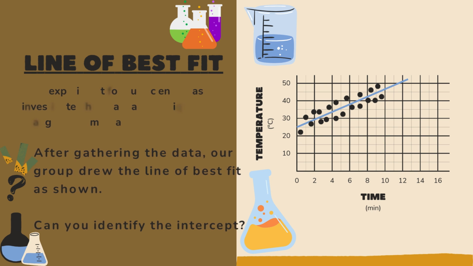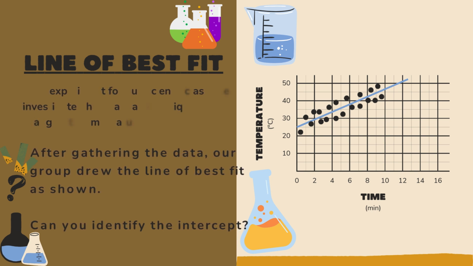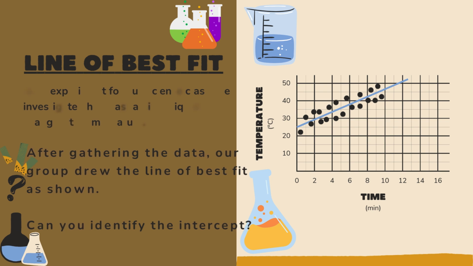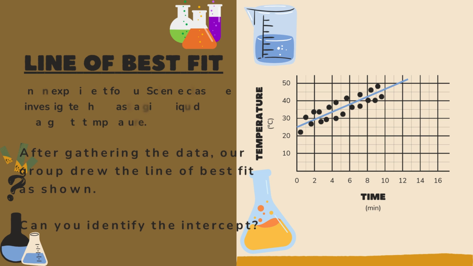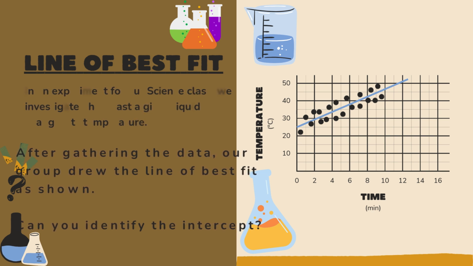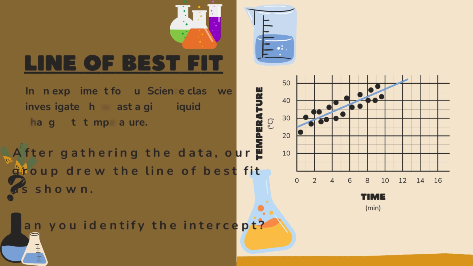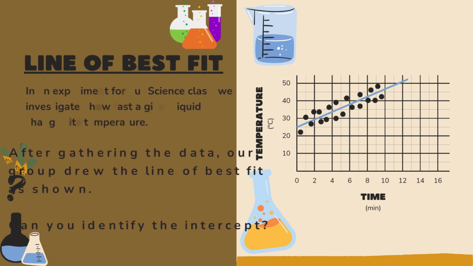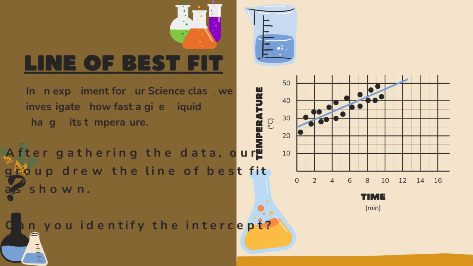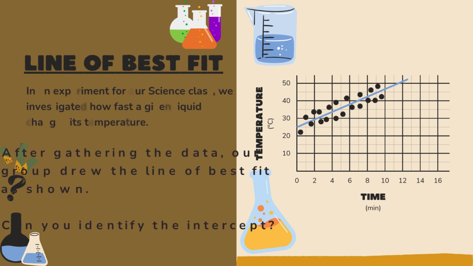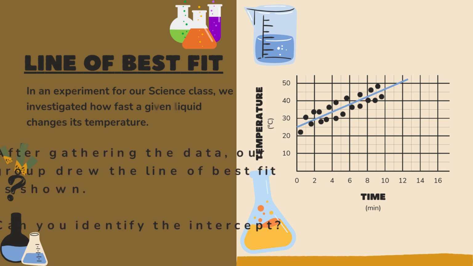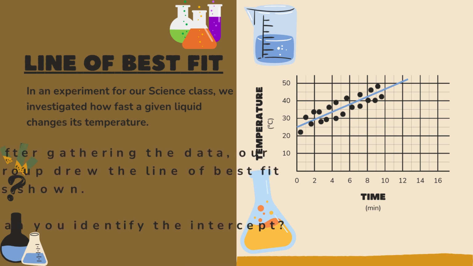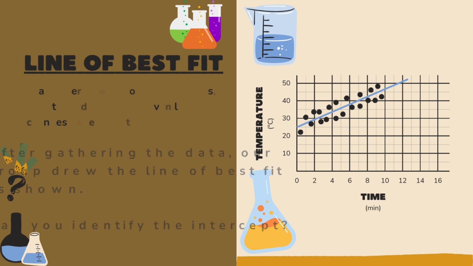Can you identify the intercept? So if you see, here is temperature and here is time. So over time, temperature is increasing. If you see the scatter points, that is the line of best fit. In an experiment for our science class, we investigated how fast a given liquid changes its temperature.